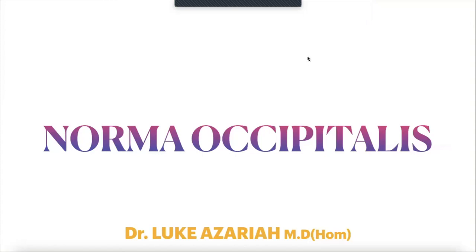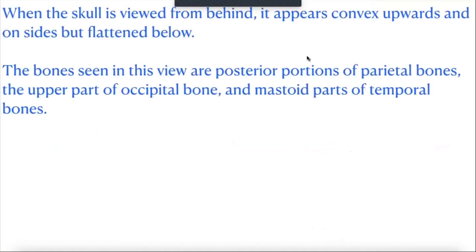Today we'll deal with the posterior aspect of the skull as we are looking at the external features of the bony skull, right? So the posterior aspect of the skull is called NORMA OCCIPITALIS because the main bone in the posterior view is the occipital bone.